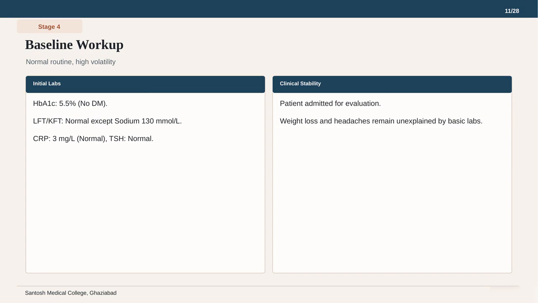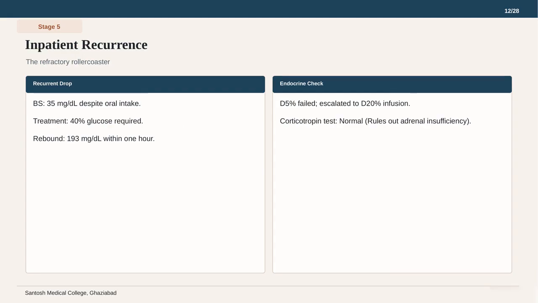The right panel notes her clinical stability. She has been admitted for close observation, but a major mystery remains. Her reported weight loss and recent headaches are entirely unexplained by these basic baseline laboratory tests. To figure out what is truly driving her condition, we need to observe what happens while she is monitored on the inpatient ward.